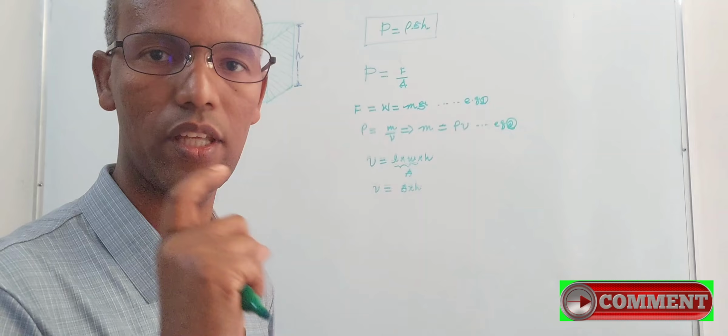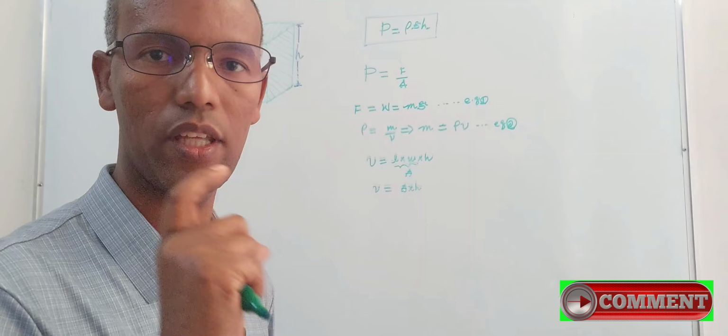Now, from the definition of density, as you know, density is equal to mass per unit volume, right? From this equation, you will get that the mass of the object is equal to density multiplied by the volume of the object. You can set this as equation 2.